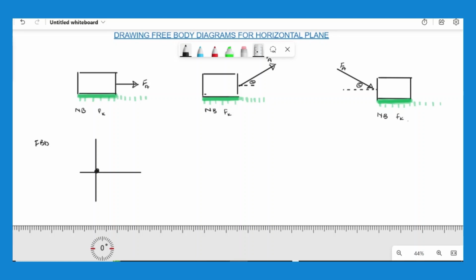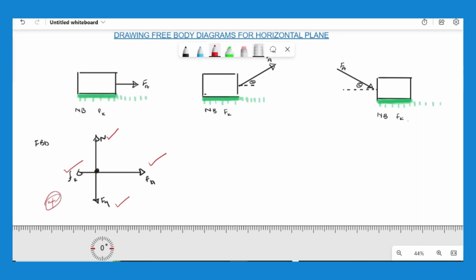So remember, this is my weight of the object, which is Fg. This is my normal force. This is my force applied. And then this is my frictional force. So for mark allocation, this is going to be 1, 2, 3, 4. This is usually going to be 4 marks.